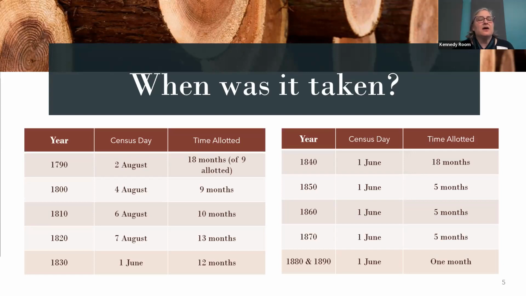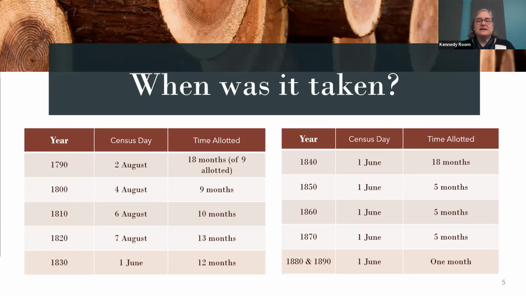You see there, 4th of August in 1800, it took them 9 months. 6th of August in 1810, it took them 10 months. You know, population is growing. We are spreading westward across the country, so there's more space for the census takers to cover, for the marshals to cover. And 1830, they moved it to June instead of August, because if you start in August, you run into winter faster than if you start in June.